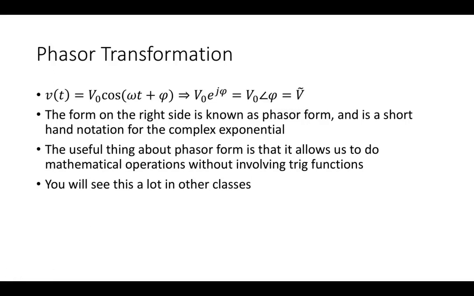What I really want you to get out of this class is how to take this cosine expression and convert it to this phasor expression, which as you can see is very trivial. And then we'll look at doing a little bit of mathematics on cosine functions by doing this phasor transformation and then transforming back. You'll see a lot of this in other classes. Immediately what comes to mind is circuits 1, circuits 2, and fields 2.